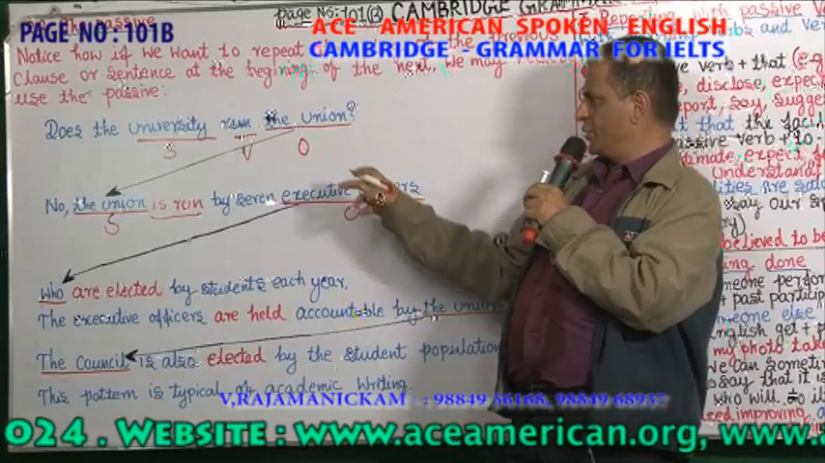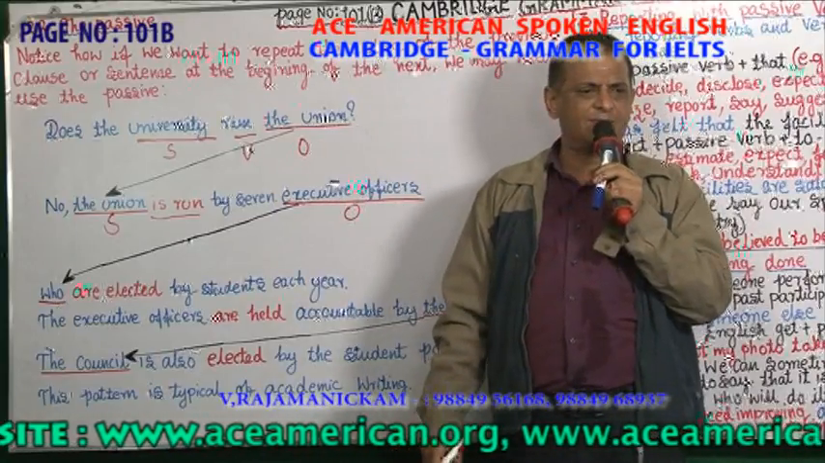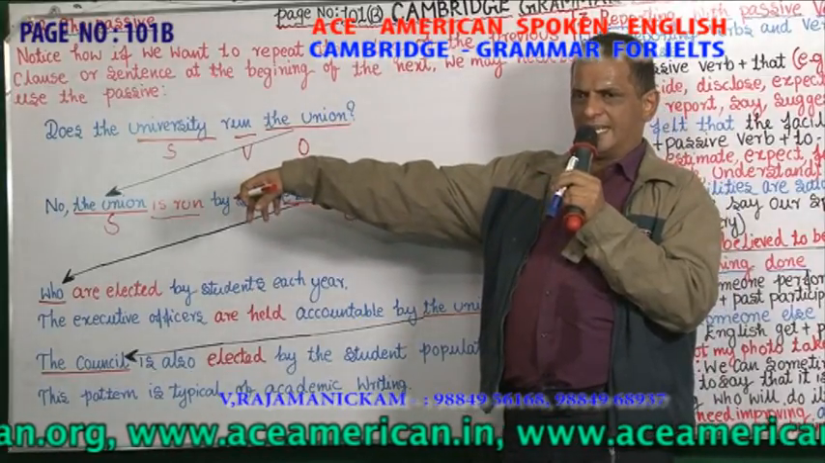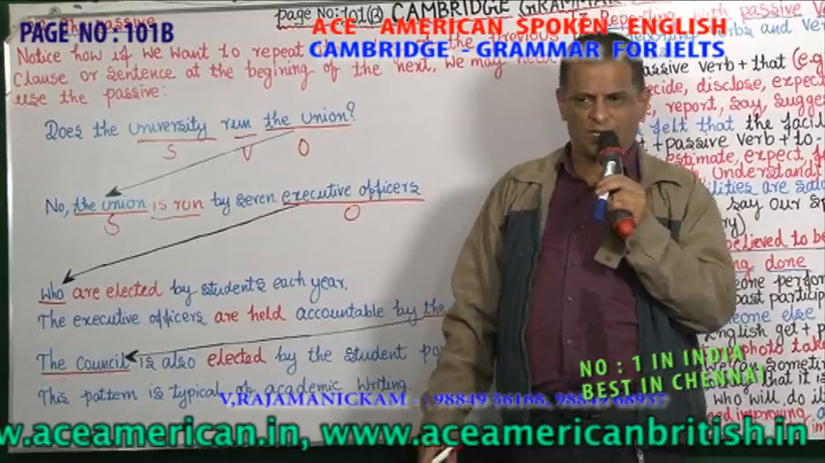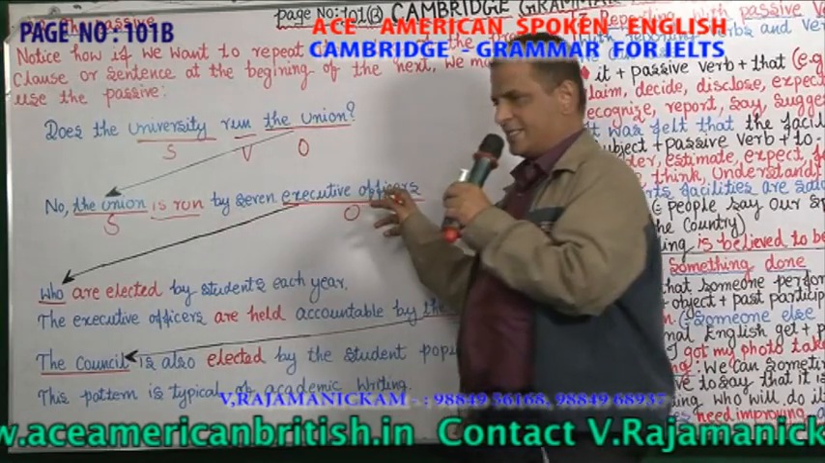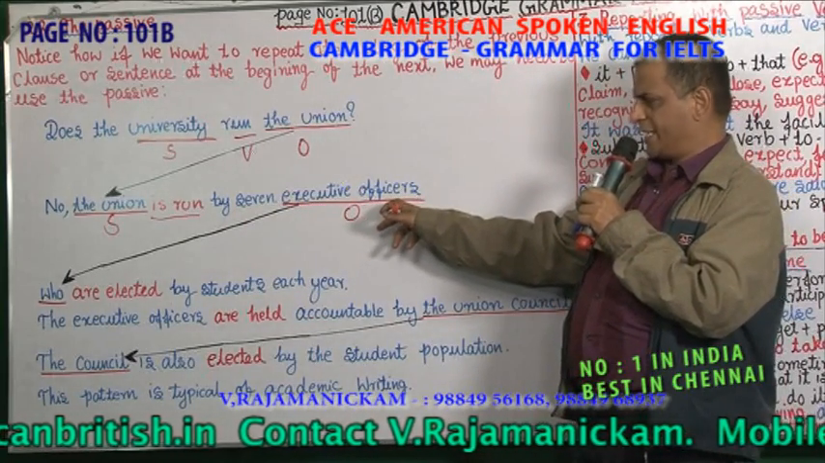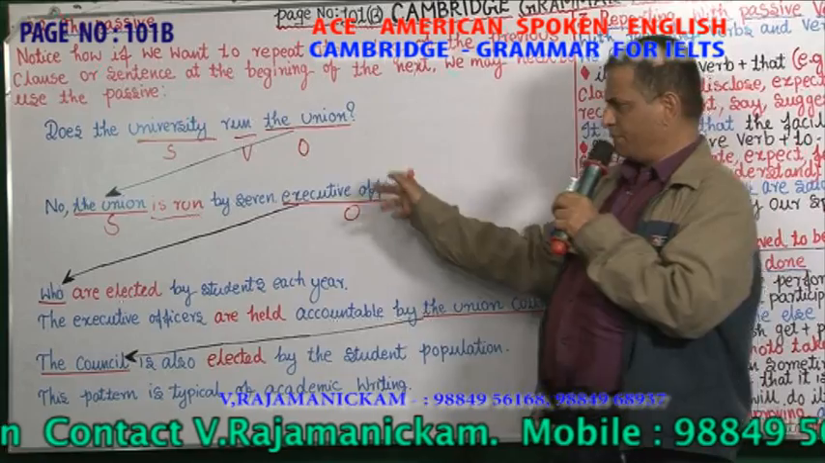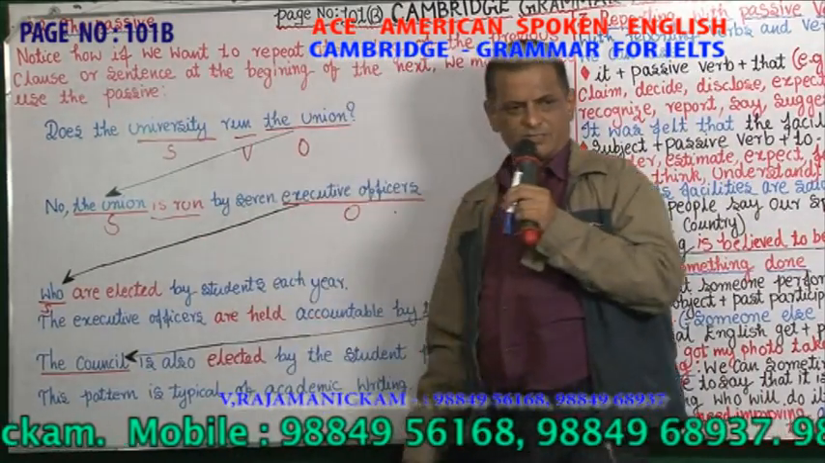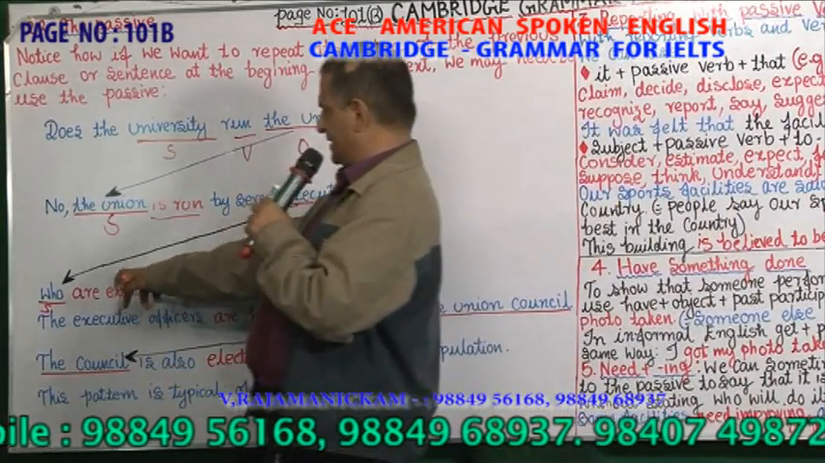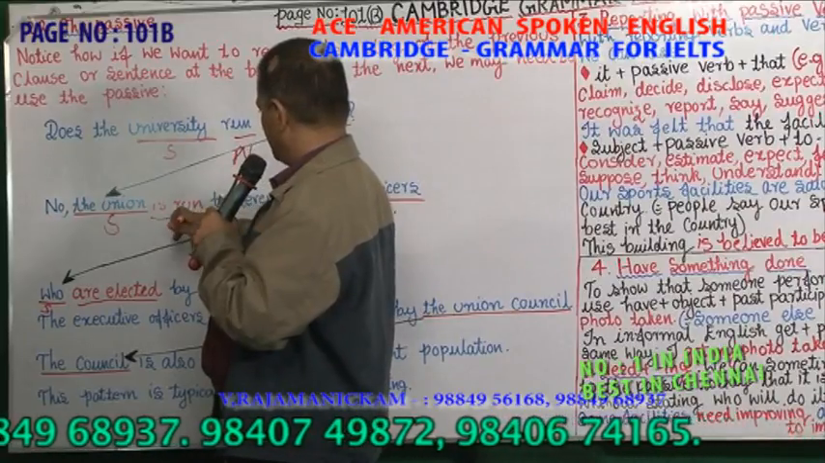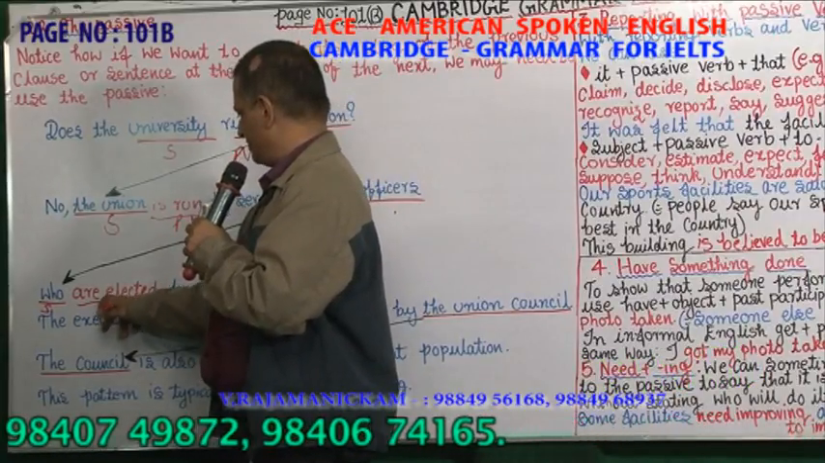So instead of the university, it is the executive officers, they run. One sentence is over, the object becomes the subject. In the next sentence there, you are using the passive voice. Now see, executive officers is the object. This object becomes the subject: who. Who stands for whom? Executive officers, right? Who are elected. Are elected is the passive verb. Are is the passive verb. Are elected is a passive verb.